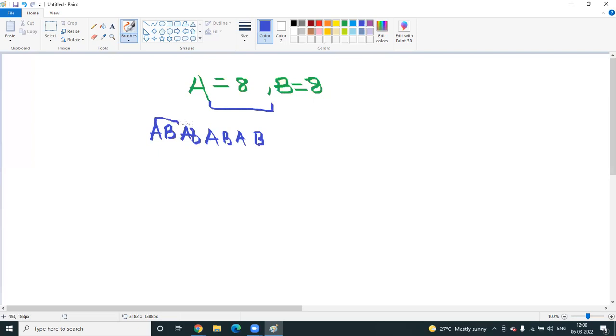Every A to A distance will remain the same. B to B means adjacent design, not this B to this B. Adjacent B remains the same distance. So this is normal matching. This is called interdigitation.